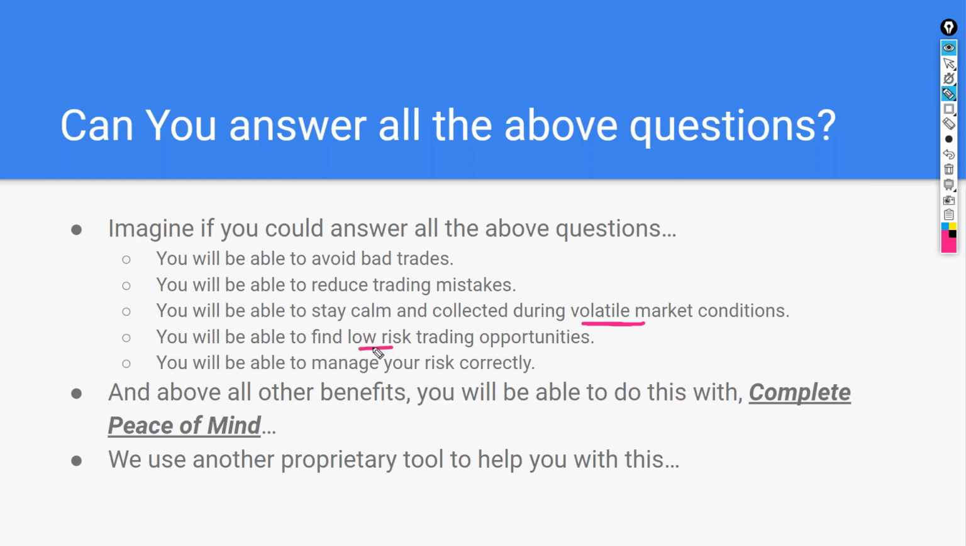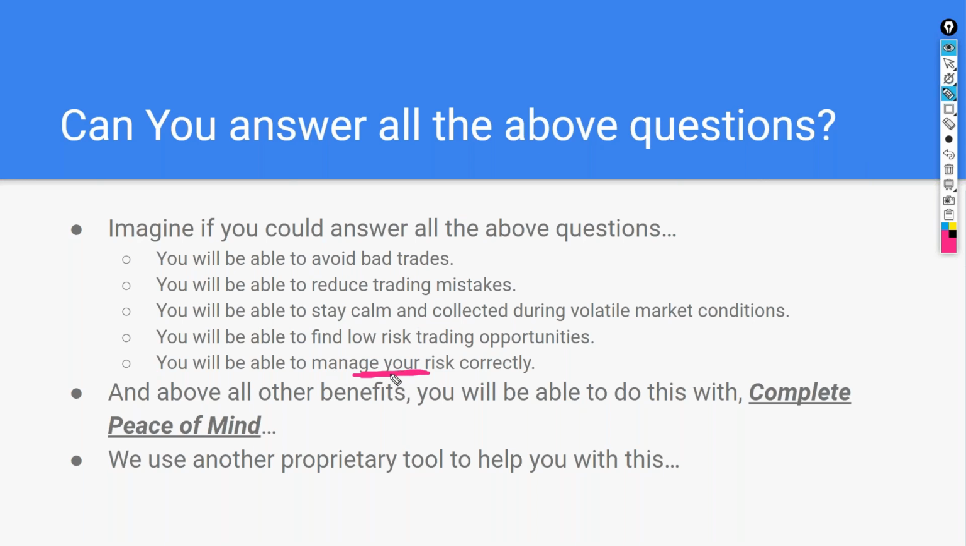You will be able to find low risk trading opportunities. See, trading opportunities anyone can find. Even if you toss a coin, there is a 50% chance you will make money. Then why is 60% so much better than 50, or 70% so much better than 50? It all comes down to risk, initial risk, and you'll be able to see that very, very clearly. You will be able to manage your risks correctly.